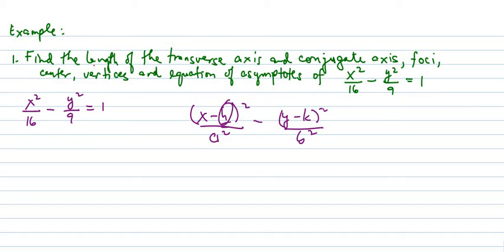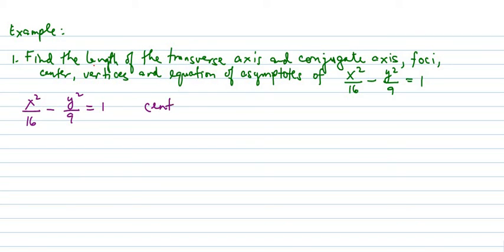There is no value of h and k, therefore the center is at the origin for this equation. Okay, so the center is at 0, 0. Now rewriting this one again, we have x squared over 4 squared minus y squared over 3 squared is equal to 1. So we have a equal to 4 and b equal to 3.